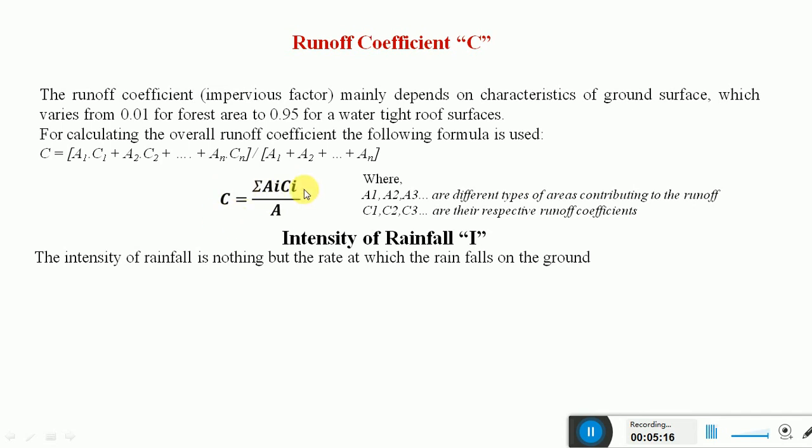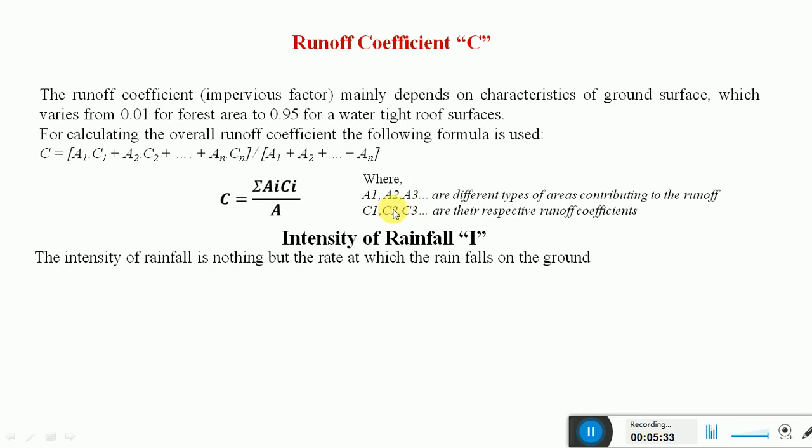And A is the summation of all the areas, that is, A1 may be 50 hectares, A2 may be 100 hectares, and A3 may be another 50 hectares. Then total A1 plus A2 plus A3 will be 50 plus 100 plus 50. Okay, so that is how you will find out the coefficient of runoff.